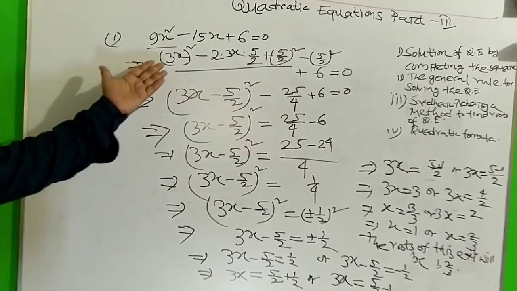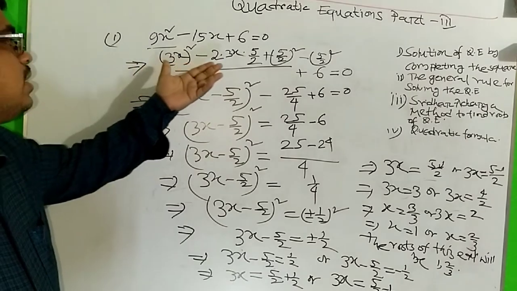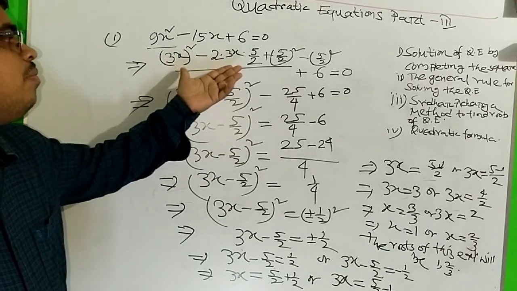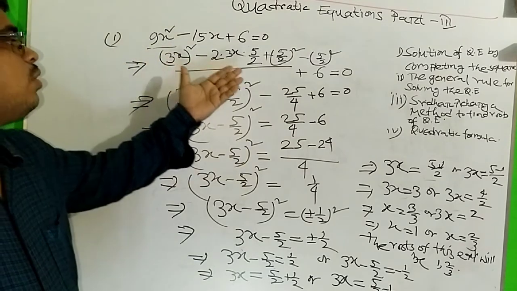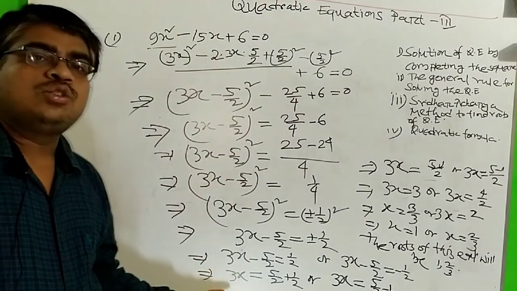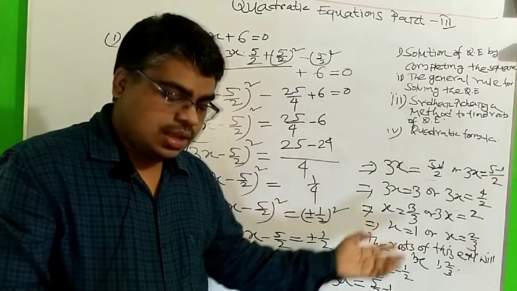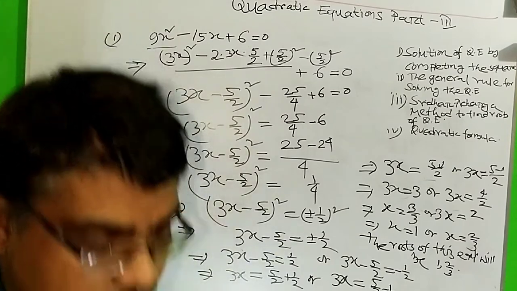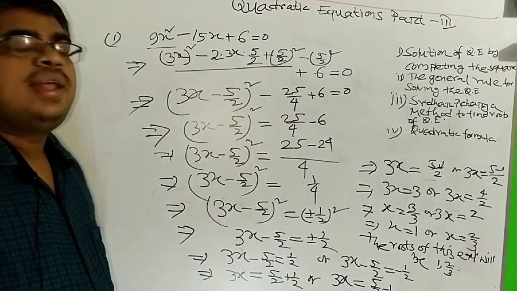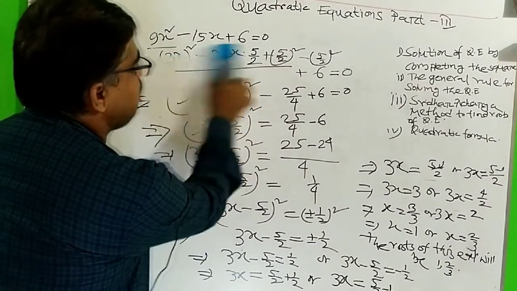So thus we see that any quadratic equation can be expressed in a square form, and by using this square form we can solve a quadratic equation. Okay, is it clear? Now we go to another problem.